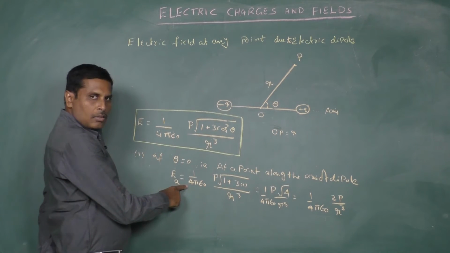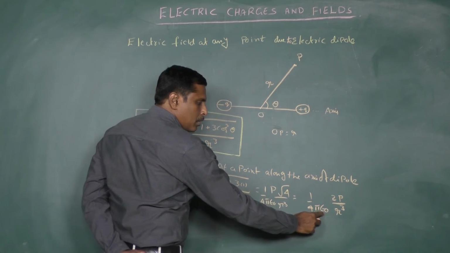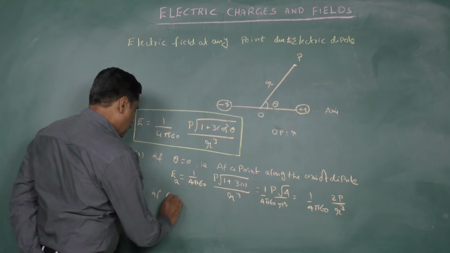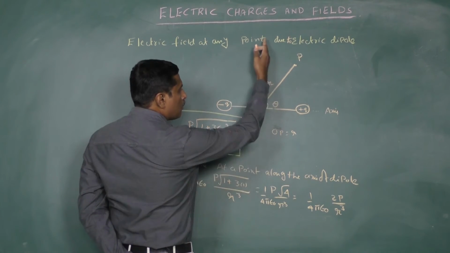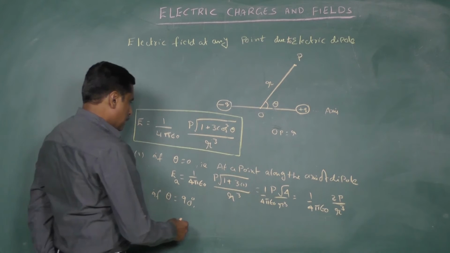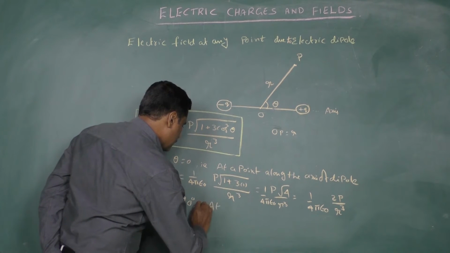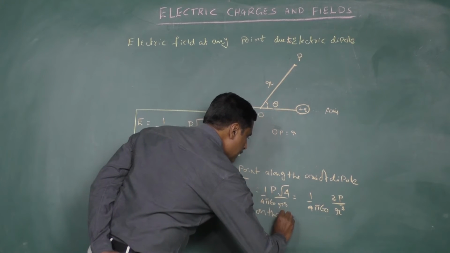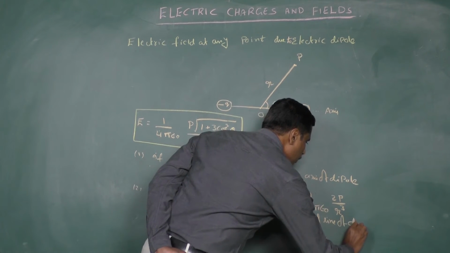If theta equals 0, then the point P is on the axis. Then along the axis of the dipole, electric field E is equal to 1 by 4 pi epsilon naught into 2P by R cube. Suppose theta is equal to 90 degrees. Theta equal to 90 degrees means the point is taken on the equatorial line of the electric dipole. Therefore, if theta is equal to 90, that is at a point on the equatorial line of dipole.